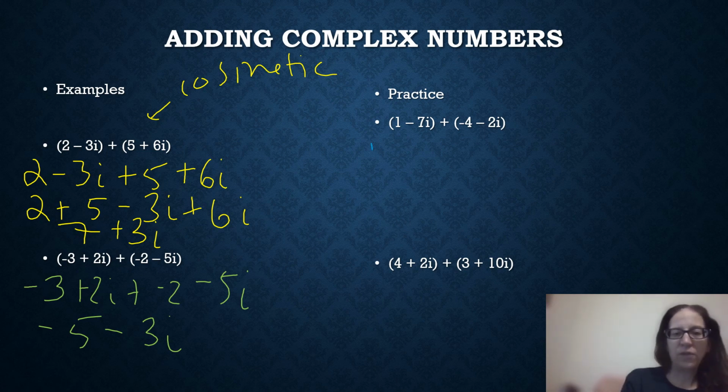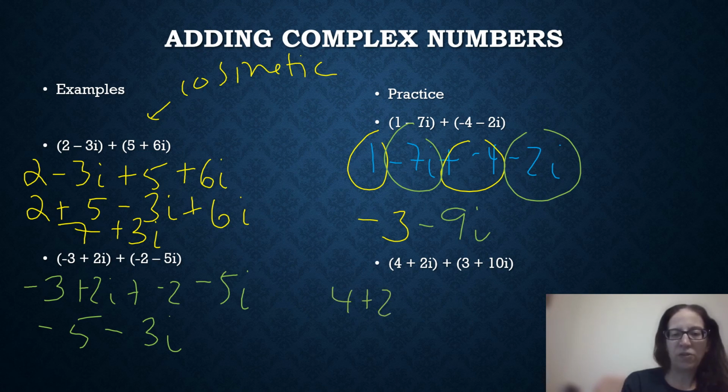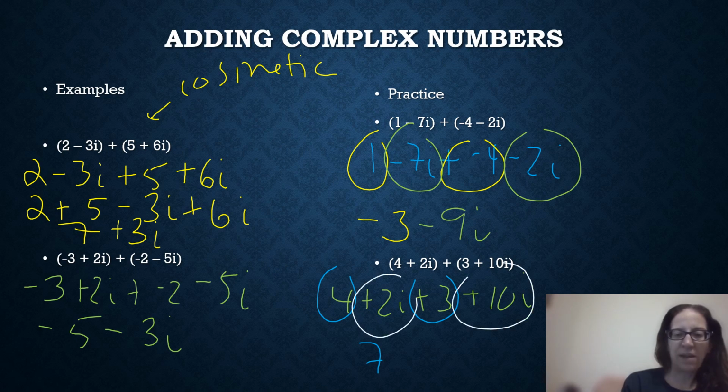All right, so for this first one, we have 1 minus 7i plus negative 4 minus 2i. And so I'll be doing 1 plus negative 4, which is negative 3, and negative 7i minus 2i, which is negative 9i. And then the next one down, 4 plus 2i plus 3 plus 10i. 4 plus 3 is 7. 2i plus 10i is 12i, okay?